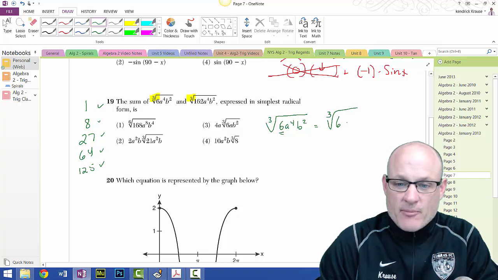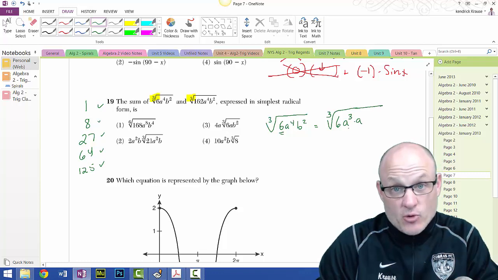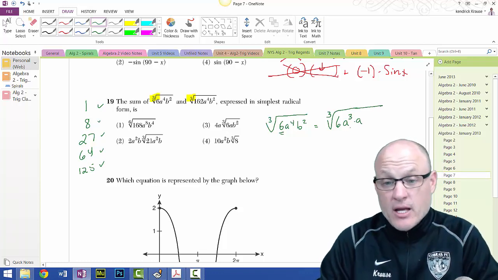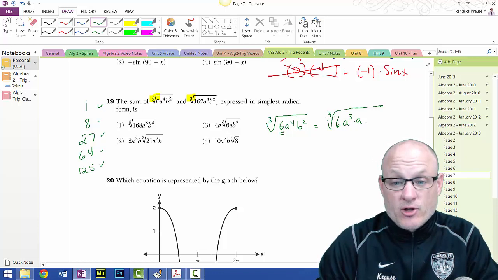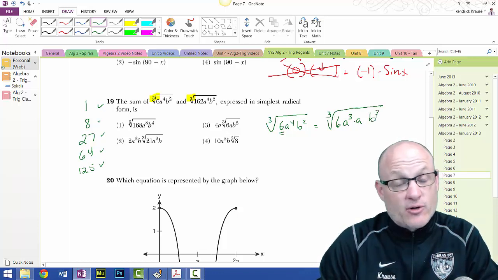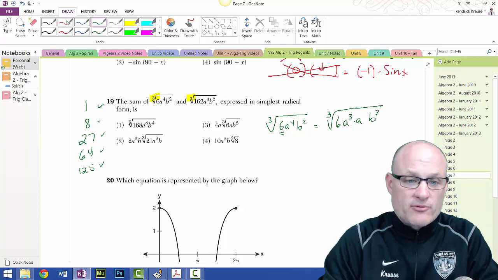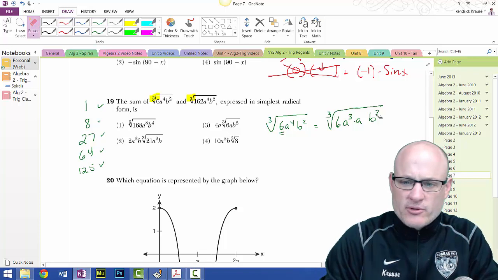I'm going to rewrite it. Now I'm going to rewrite a to the fourth as a cubed times a. There's still four a's there, but I wrote it as a perfect cube and not a perfect cube. And then b squared, you have to have 3 in order for it to be a perfect cube, so I'm just going to write b squared. I don't know why I wrote cubed. Let me get rid of that cube. That should be a squared.